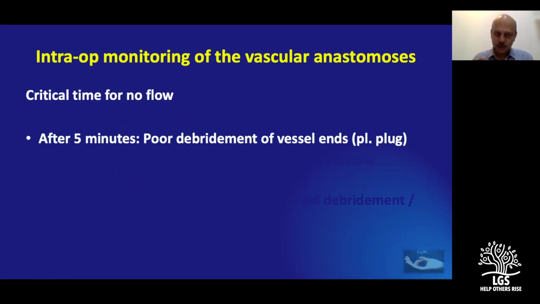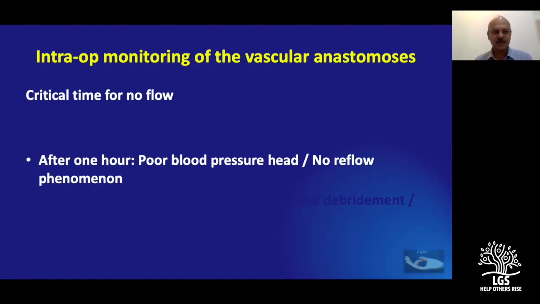After 5 minutes, as soon as you release the clamps, it flows. But after 5 minutes, you find that there is no flow. The reason for this is poor debridement of the vessel ends, because a thrombosis has been initiated by the formation of what is known as a platelet plug. That is the first sign that it's going to collapse. So there will be a lesser flow. So after 5 minutes, immediately it flowed, but after 5 minutes, it came down. That means it is due to poor debridement of the vessel. I showed you the sausage sign and the measles sign. When this occurs, you need to chop off that end of the vessel, go proximally and redo the anastomosis.